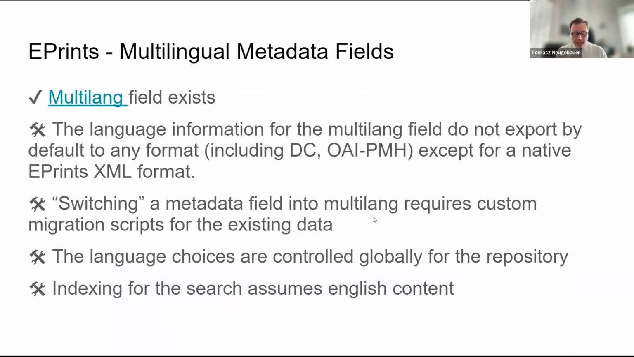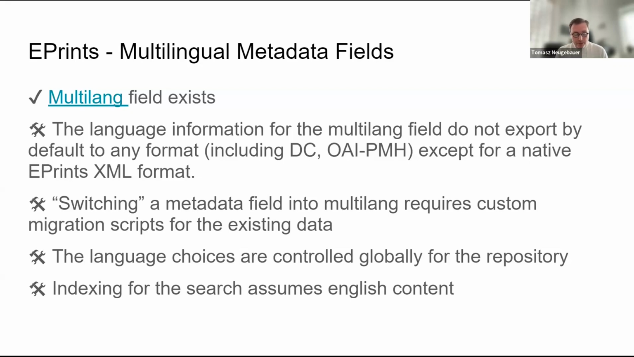So now about declaring the language of a metadata field in ePrints. Although some work was done on this, and there is a multilingual field in ePrints, it is very limited, to a point where I would argue it really needs much more work to be usable. If you use this multilang field, you can select the language of the metadata along with the field, but this language information doesn't make it into any export format, including OAI-PMH. If you want to switch an existing field to a multilang field, you need custom migration scripts.